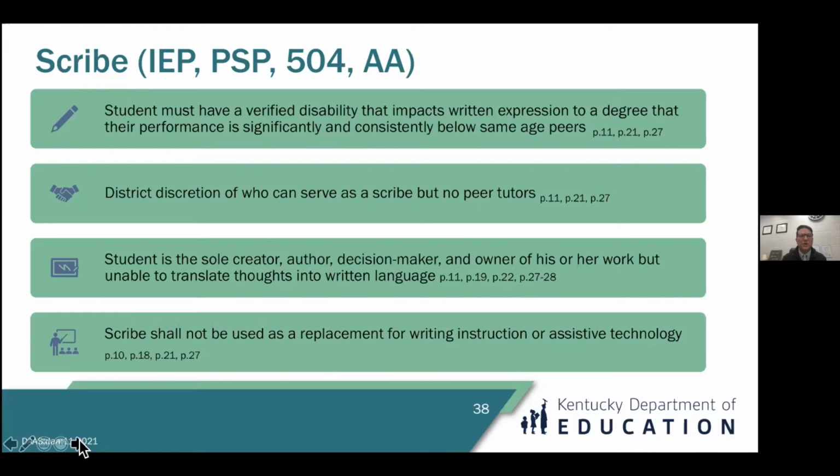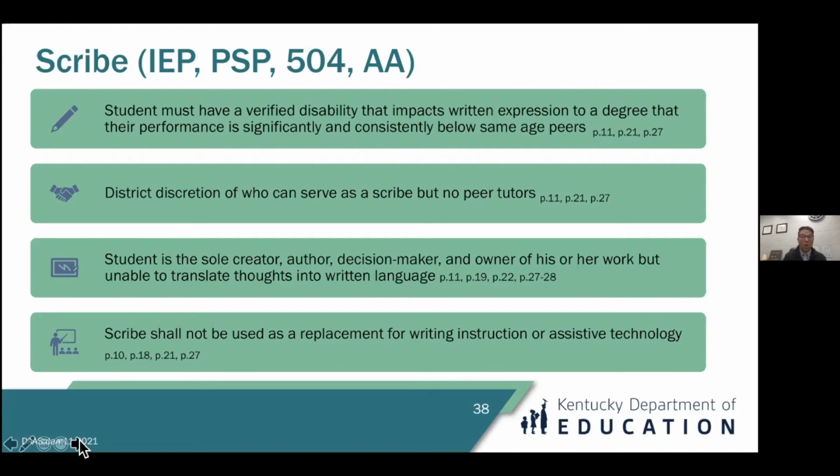It's district discretion who can serve as a scribe, but you cannot have a peer tutor. No peer tutors are allowed to do any type of scribing for their classmates. And if it's someone that doesn't have a certified teaching certificate, if you're not a certified employee, then someone giving that needs to sign a non-disclosure agreement that would allow them to do the scribing.